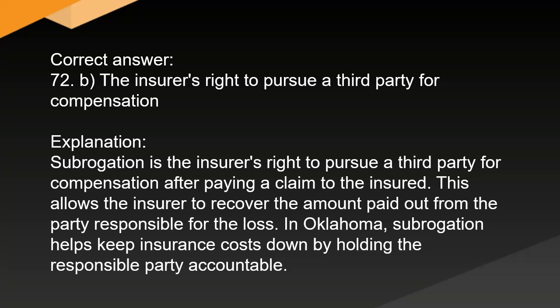Correct answer. B. The insurer's right to pursue a third party for compensation. Explanation. Subrogation is the insurer's right to pursue a third party for compensation after paying a claim to the insured. This allows the insurer to recover the amount paid out from the party responsible for the loss. In Oklahoma, subrogation helps keep insurance costs down by holding the responsible party accountable.